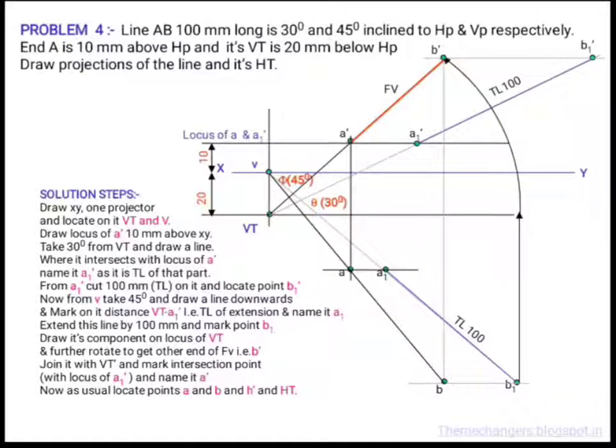We can finish the drawing by marking the front view and top view. H dash will be here: A dash, B dash and VT intersect the XY line at this point, so this will be the point H dash, and HT will be on the same vertical projector, on the A, B, V line. Now the problem is solved.